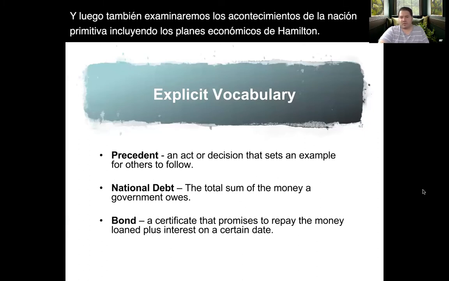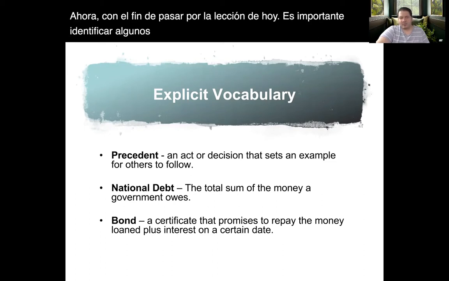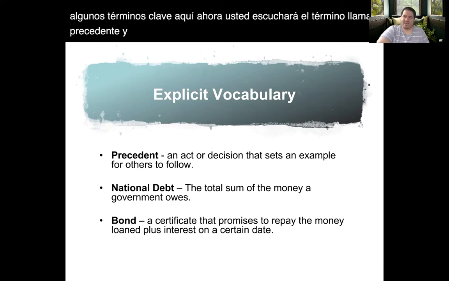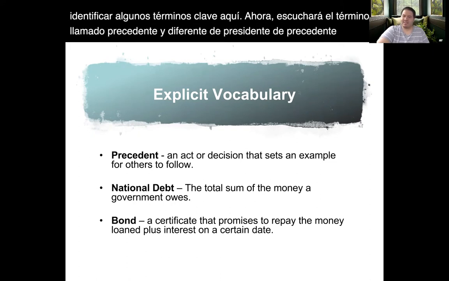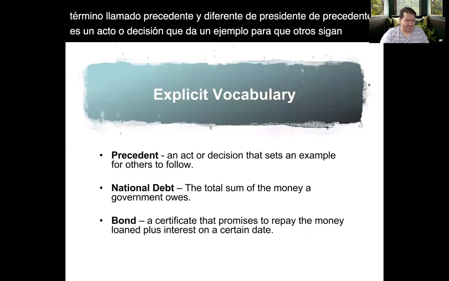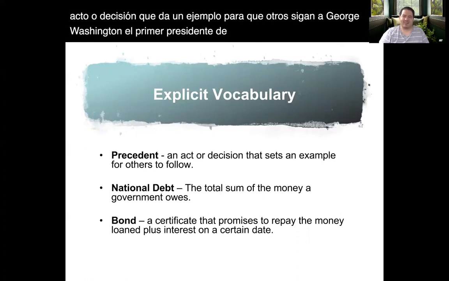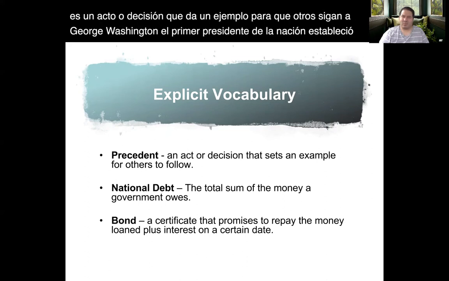Now, in order to move through today's lesson, it's important to identify a few key terms here. Now, you'll hear the term called precedent, and different from president. A precedent is an act or decision that sets an example for others to follow. George Washington, the nation's first president, set many precedents, and you'll understand that a bit more as we go through.